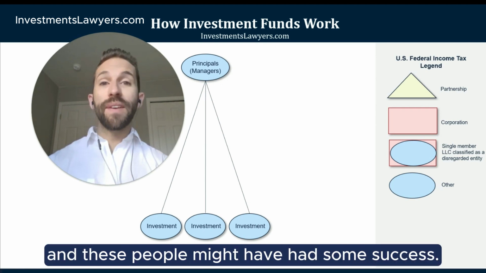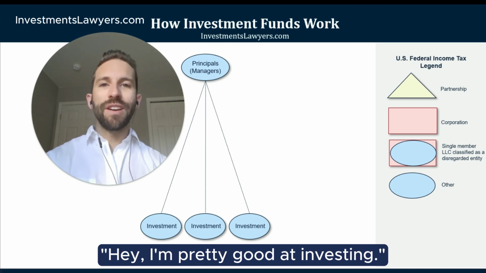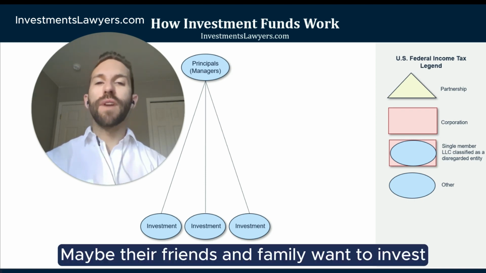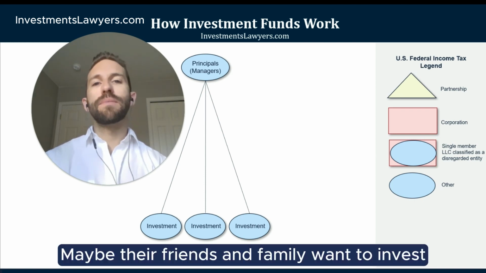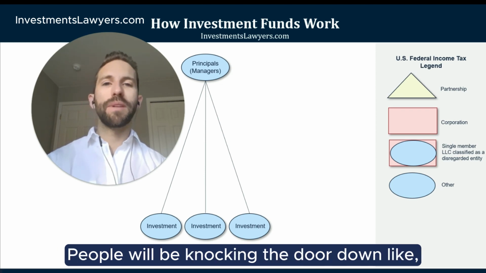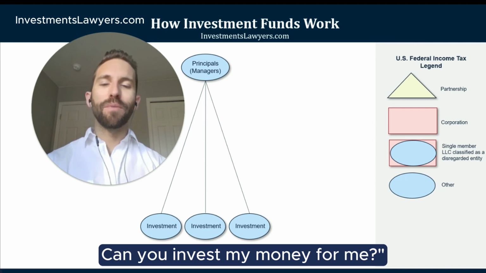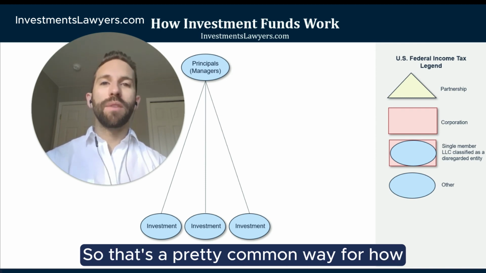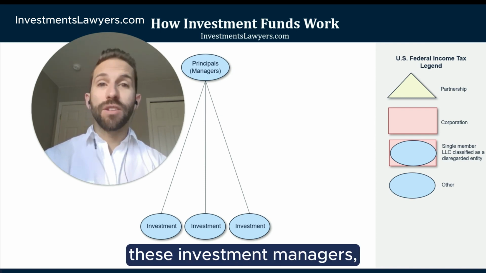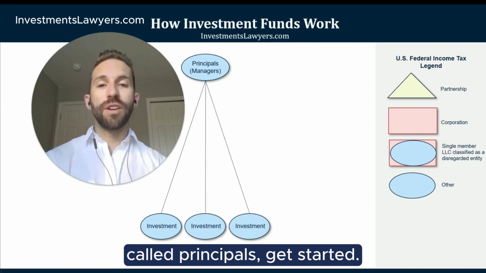And these people might have had some success. Like, hey, I'm pretty good at investing. Maybe their friends and family want to invest money with them. That's very common. People will be knocking the door down. They're like, hey, I want to give you my money. Can you invest my money for me? So that's a pretty common way for how these investment managers, called principals, get started.